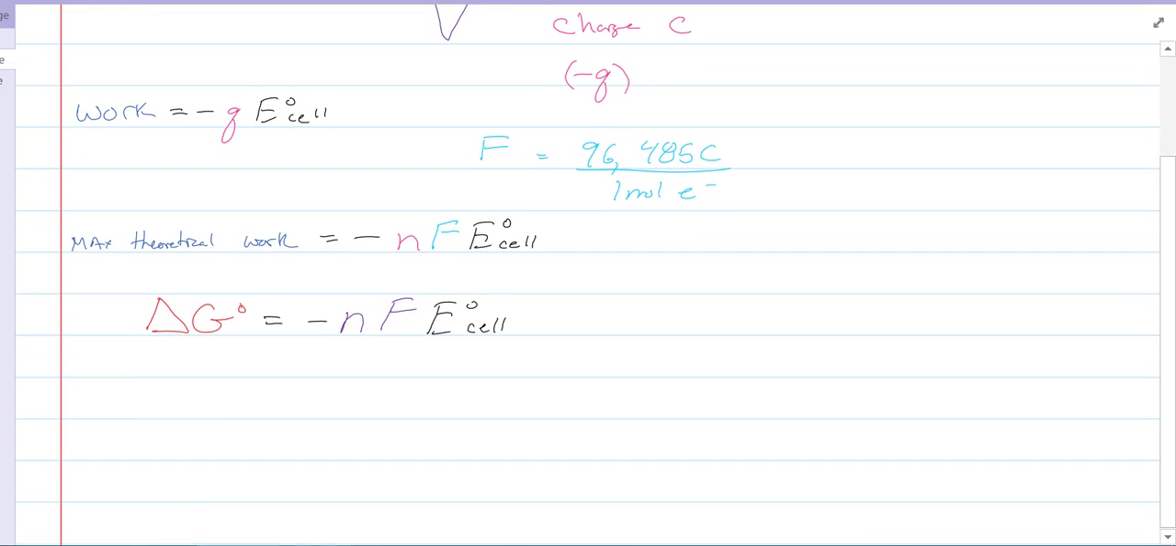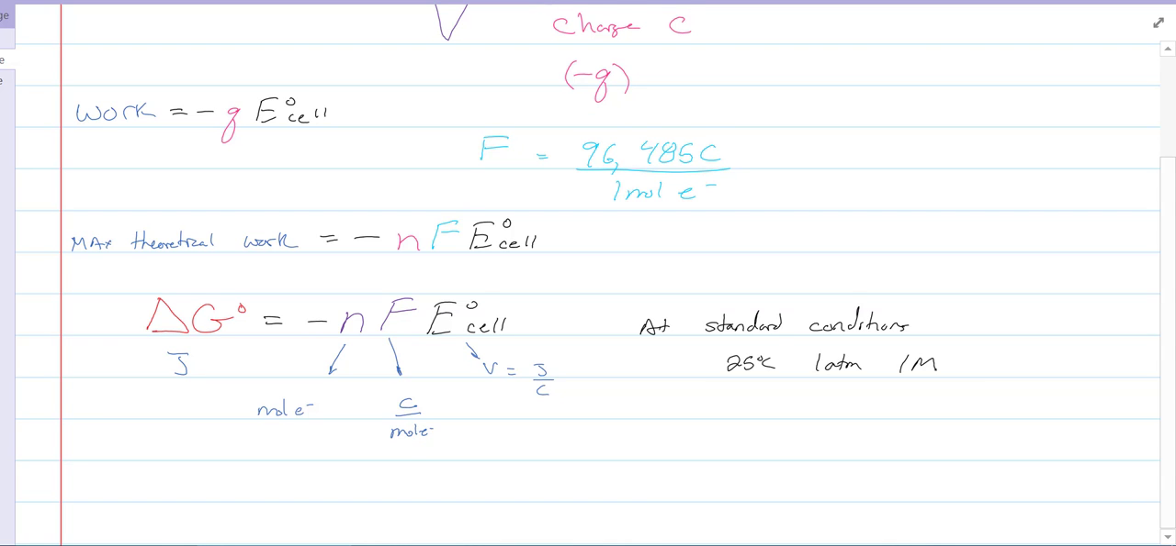So just to recap our units real quick, N would be moles of electrons. F, again, would be coulombs per mole of electron. E cell is volts, which is a joule per coulomb, and delta G is in joules. So our units work out. And this is, of course, at standard conditions, which of course is 25 degrees Celsius, 1 atmosphere, and 1 molar for solutions.